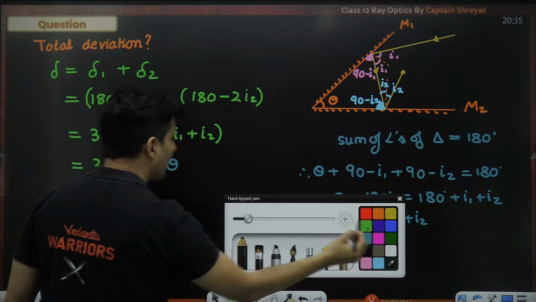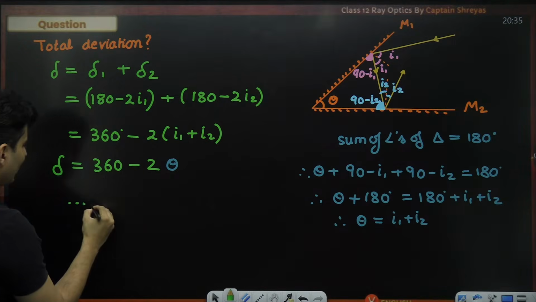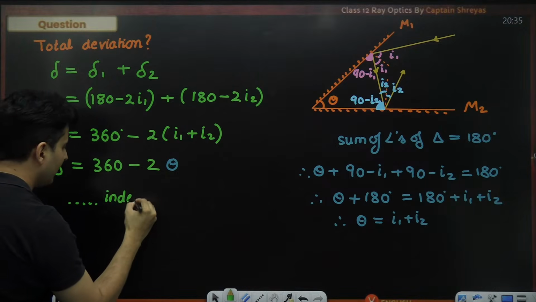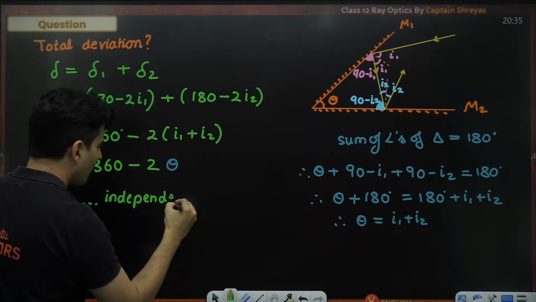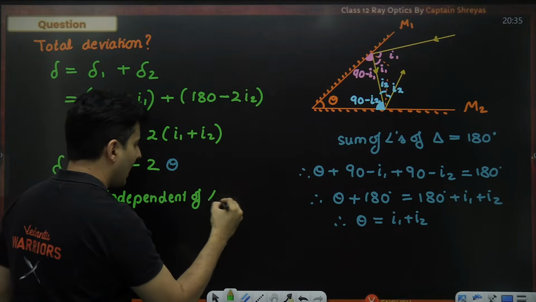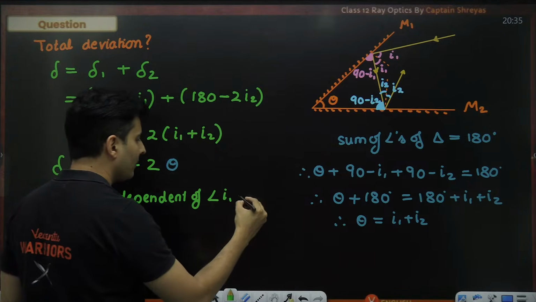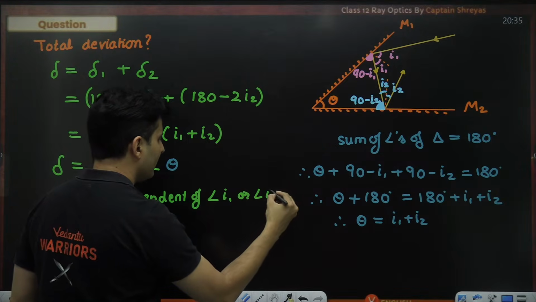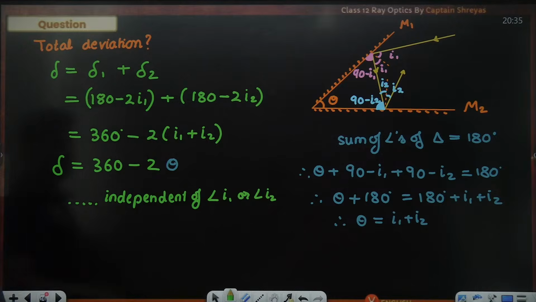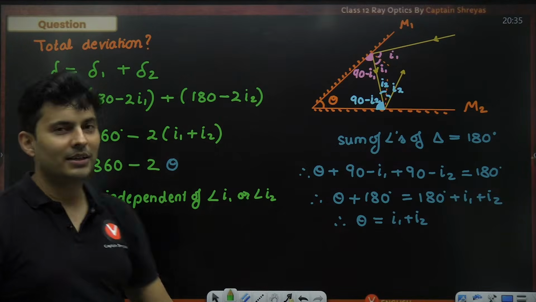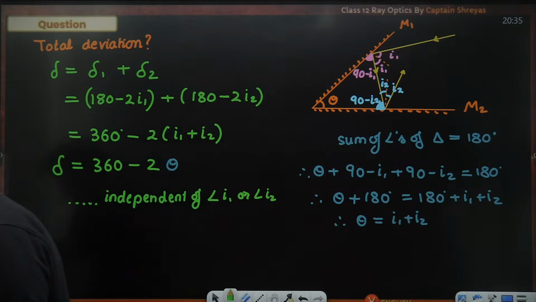And the best part is we have got the answer, which you can see is independent of angle of incidence 1 or angle of incidence 2. It is not dependent on that. It is just 360 minus 2 theta. Brilliant. Okay. Amazing. All right.